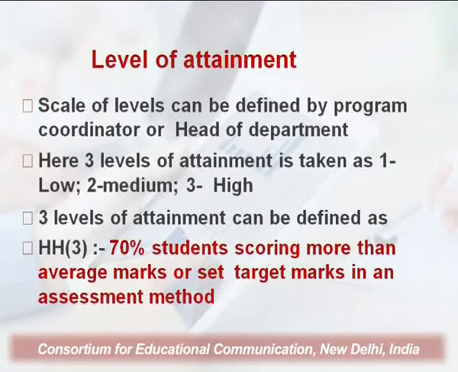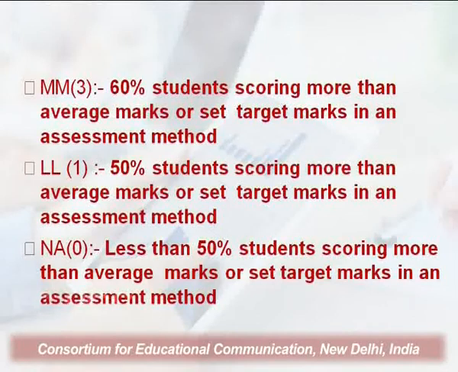Here 3 levels of attainment are taken: 1 is low, 2 is medium and 3 is high. The three levels of attainment can be defined as HH, that is 3, the high level of attainment. It comes when 70% of students score more than the average marks or the set targets in an assessment method. MM, which is the moderate level, is 2, that is 60% of the students scoring more than average marks or set target marks in an assessment year.